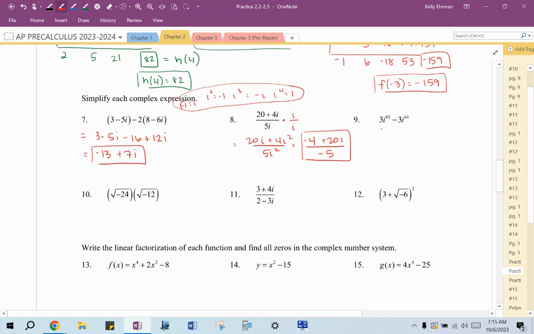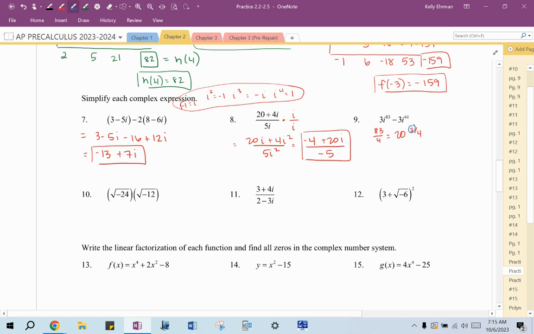Higher powers of i. Remember, this pattern repeats every 4, and i to the 4th is 1, which is a nice, easy number to work with. So if you divide each exponent by 4 and figure out what the remainder would be, the remainder should land you on which i you should be simplifying to. So 4 goes into 80 20 times, right? That gets you up to 80. And then you're left with an extra little remainder of 3 over 4.